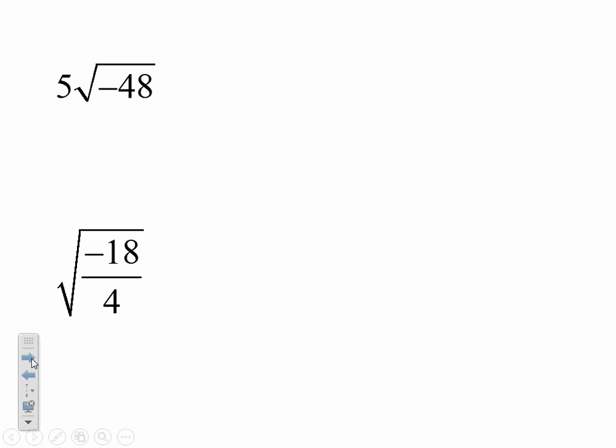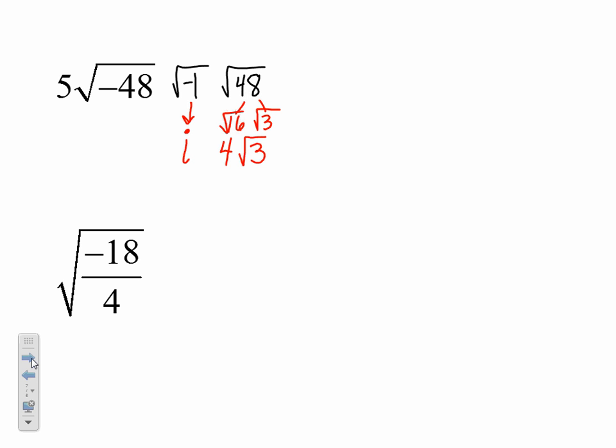This is the square root of a negative 48. So I'll go ahead and rewrite that with the negative 1, that's going to become our i, and the positive 48. So this guy right here becomes the i, times the square root of 48. 48 is the same thing as 16 times 3. The square root of 16 is 4. The square root of 3, I'm going to leave.